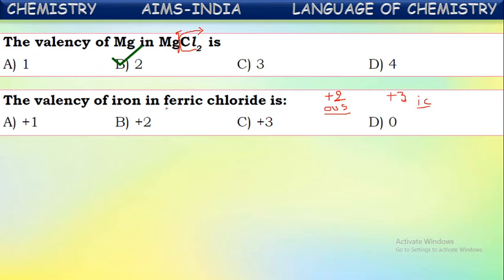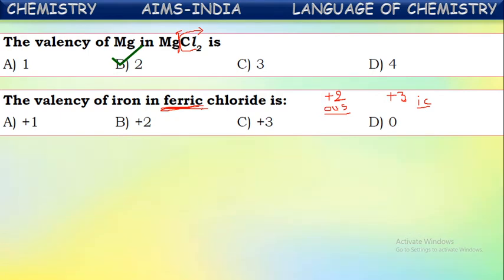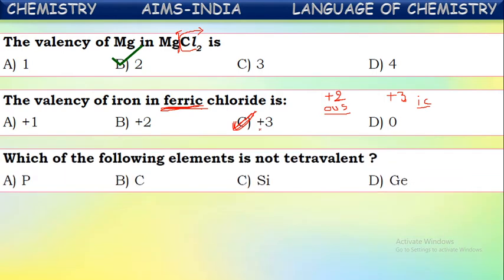Now they're asking about the valency of iron in ferric chloride. So this ferric represents the ion of iron with higher valency. The higher valency of iron is 3. So the valency of iron in this compound is 3. Ferric chloride means the chloride of iron in which the valency of iron is 3. Okay, let us go to next question.